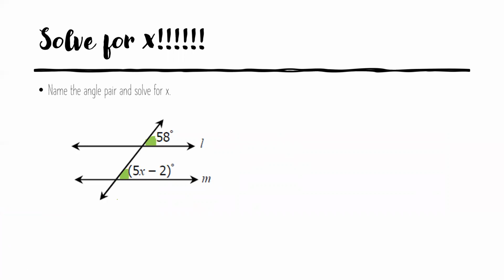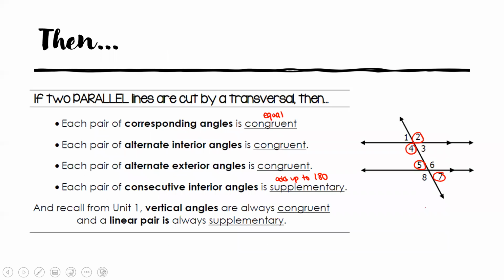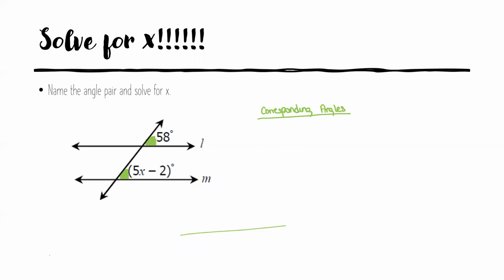Since they are on the same side of the transversal and in the same position, we can see that these angles are corresponding angles. Corresponding angles. And what do we know about corresponding angles if the two lines are parallel? If we go back, we said that corresponding angles are congruent. That means that they are equal to each other. So that means that these angles are congruent. Again, we said the word congruent means that they are equal.